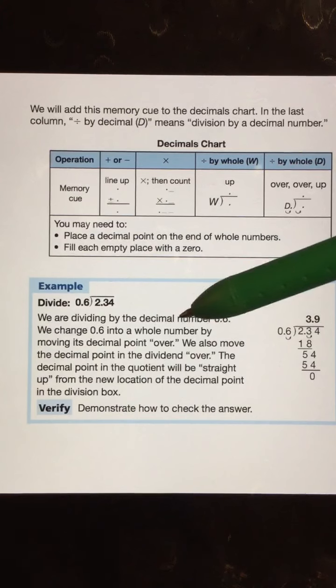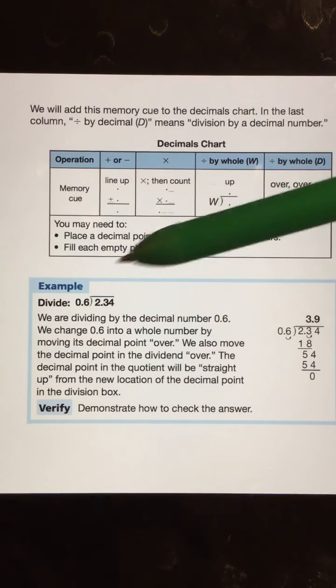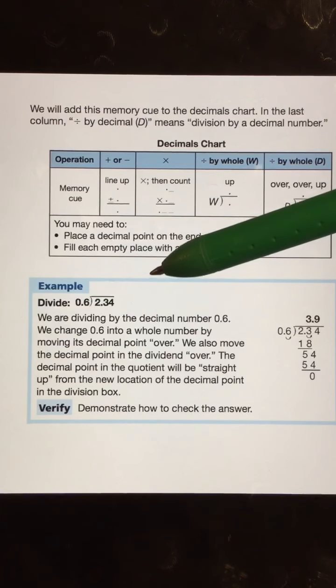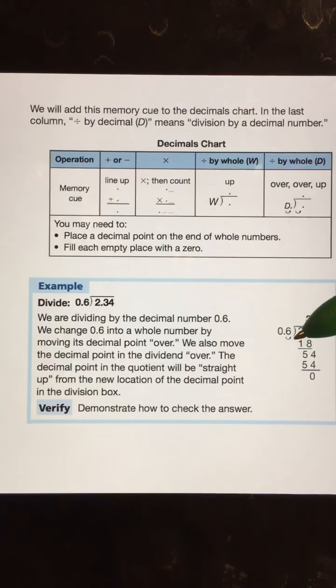Here's our only example today before we need to do our lesson practice. So we are going to divide 6/10 by 2 34 hundredths. All right. So first thing that we need to do is we need to move the decimal point over to make this a whole number 6, right? Then we move this decimal point over 1 and bring it up.